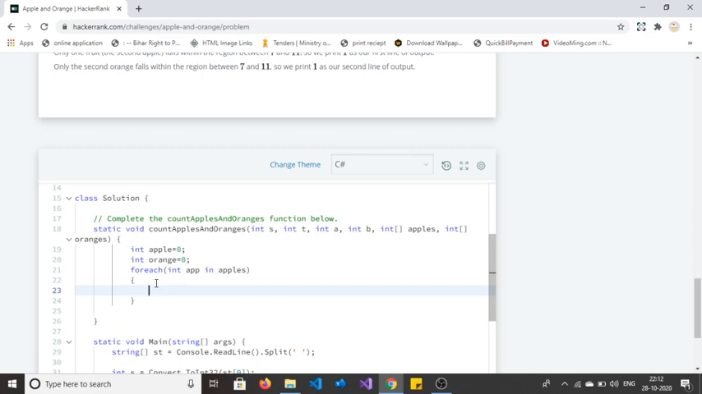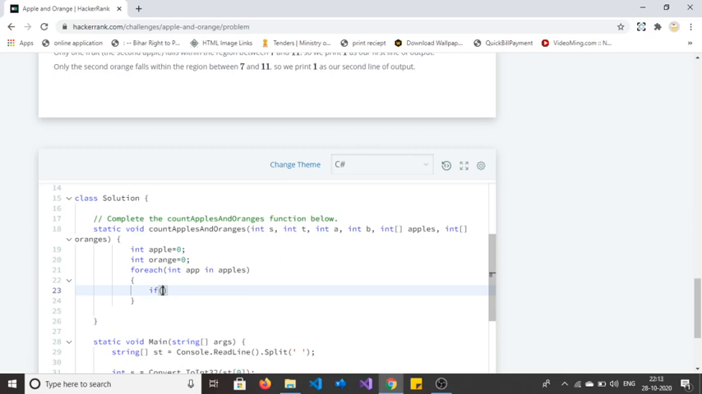First I'm checking for the apple. The sizes of the apple and orange arrays will be different, so we need to use two different foreach loops. If both sizes are equal, then we can use only one for loop. So let's use one if block.